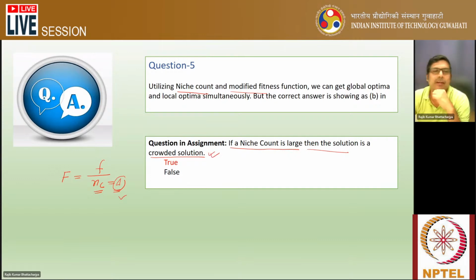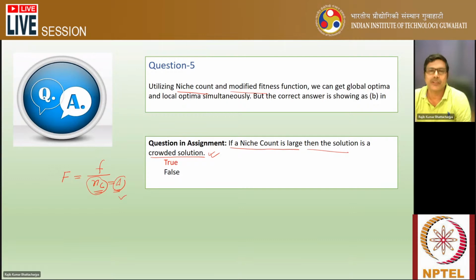I hope this is clear. We are calculating niche count in order to find out whether a particular solution is a crowded solution or an isolated solution. In the case of an isolated solution, we don't want to reduce the fitness value, because I would like to preserve that particular solution, is it not?